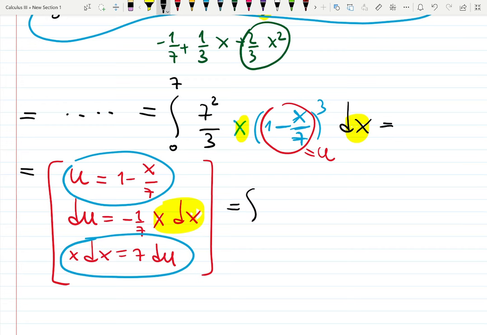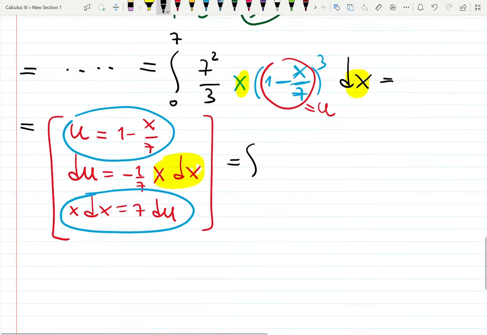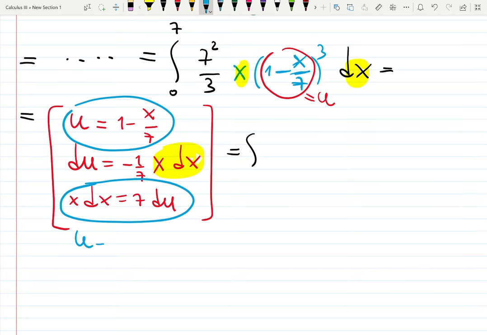It's going to be an integral. Well, we need to actually change the limits of integration, which is not too bad. It's going to be 0 and 1. Do you know how I know? This is x, right? When x is 0, u is 1 minus 0. I'm looking at this very first equation over here. When x is 7, 1 minus 1 is 0.